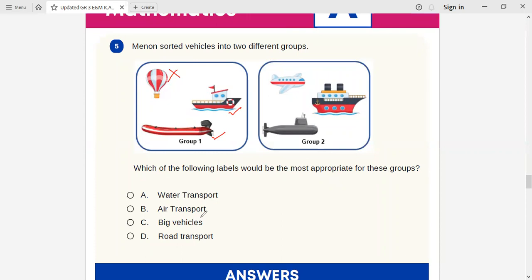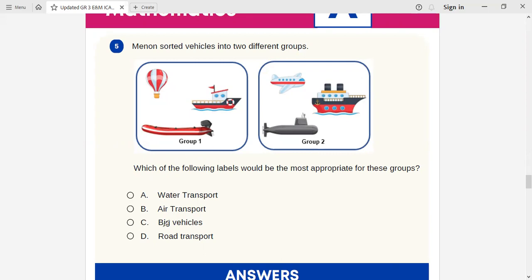It says air transport. Let's look at it again. Air transport, not air transport, not air transport. Again, cannot label this one group air transport, hence there's no point moving on to the second group. Let's look at the last option before looking at C, which is the right option. Road transport. I cannot label any of these as road transport.